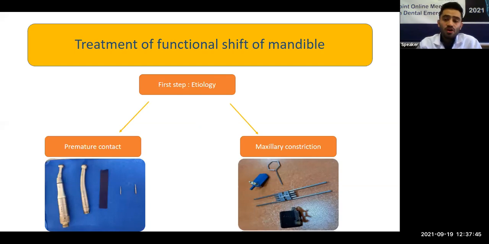What is the treatment of functional shift of the mandible? Well, etiology comes first. Where there is a primary molar or canine tooth contact, premature contact, and dental interferences, our treatment of choice is equilibration and occlusal adjustment. We should grind the teeth and eliminate this functional shift, which is because of the premature contact of these teeth. But if the problem is the maxillary constriction, we should use orthodontic appliances to expand the maxillary arch.